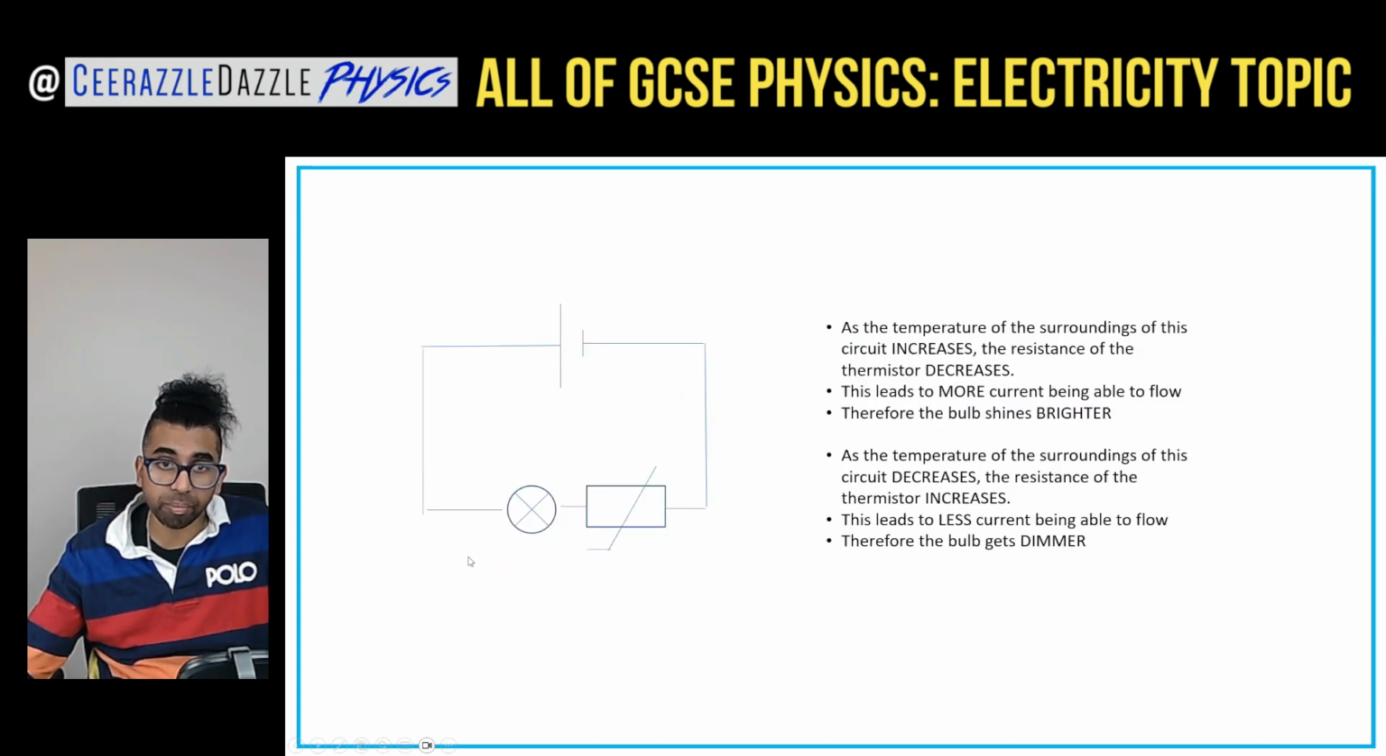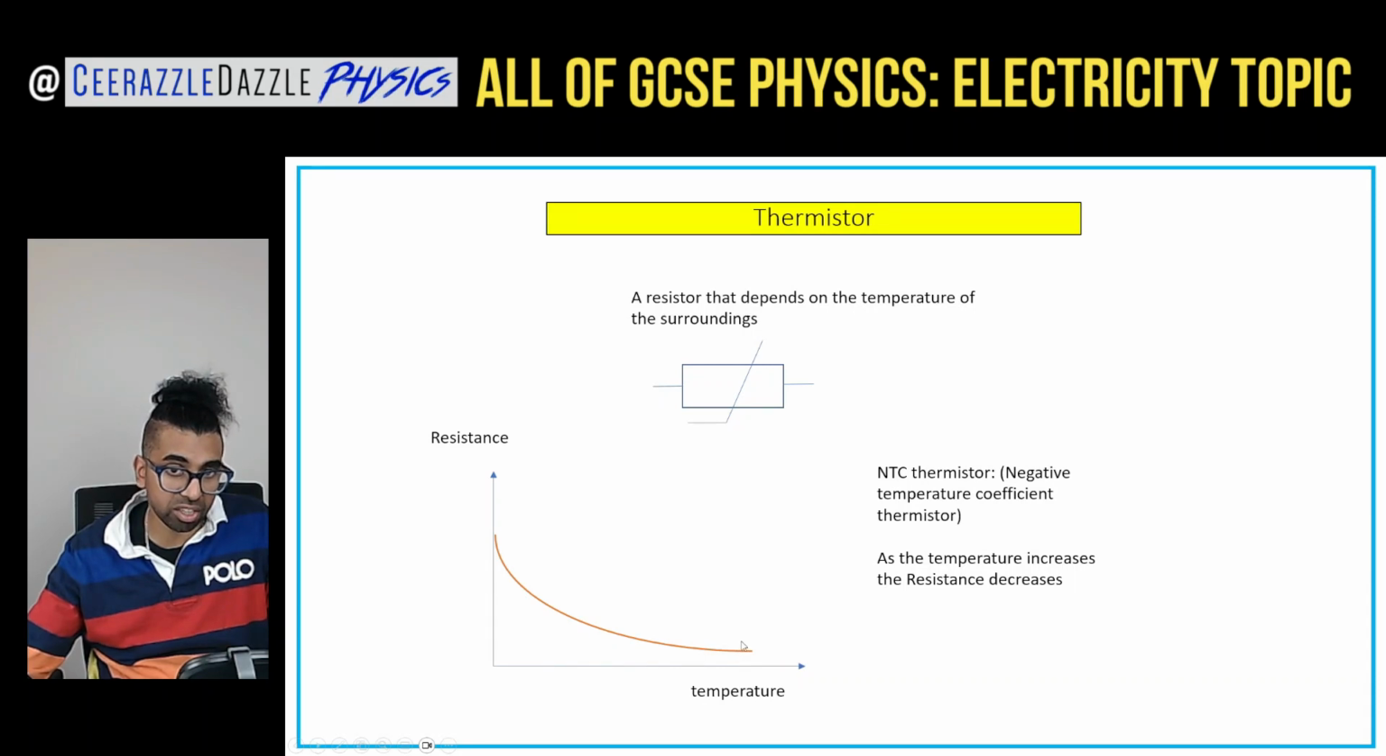Now let's look at it in a circuit. Over here we've got a cell, a bulb, and the thermistor. What happens if the temperature of the surroundings increases? The resistance of the circuit will drop down, therefore the current will increase, and therefore the bulb will shine brighter. Make sure you can use a thermistor in a circuit and know how it will influence the rest of the components. By symmetry, if the temperature of the surroundings decreases, the resistance will increase, therefore the current drops down, and the bulb will get dimmer. Make sure you can use this graph when tackling those questions.